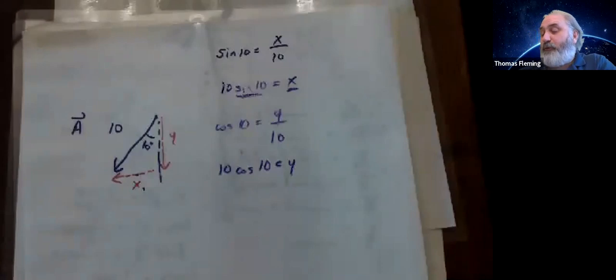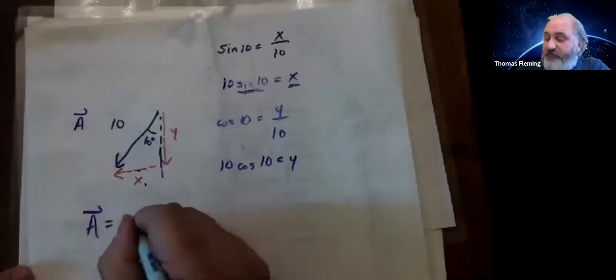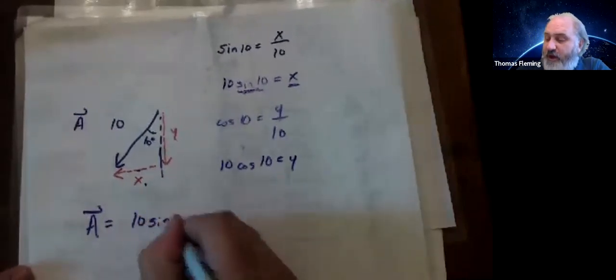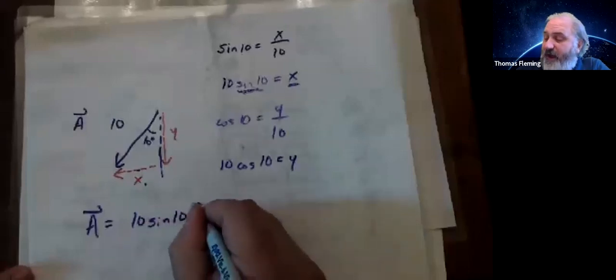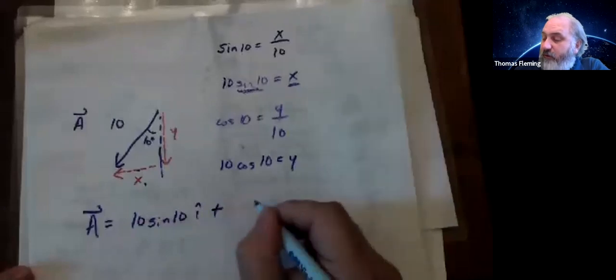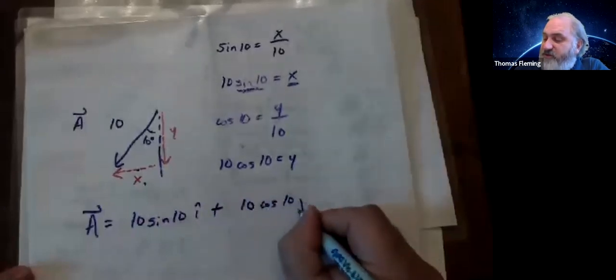So if I were to write vector A in vector notation, I could say that it's 10 times the sine of 10, whatever the heck that number is, I can't do that in my head, in the i hat direction, plus 10 times the cosine of 10 in the j hat direction, except, oh wait, even that's not correct. Where did I screw up?